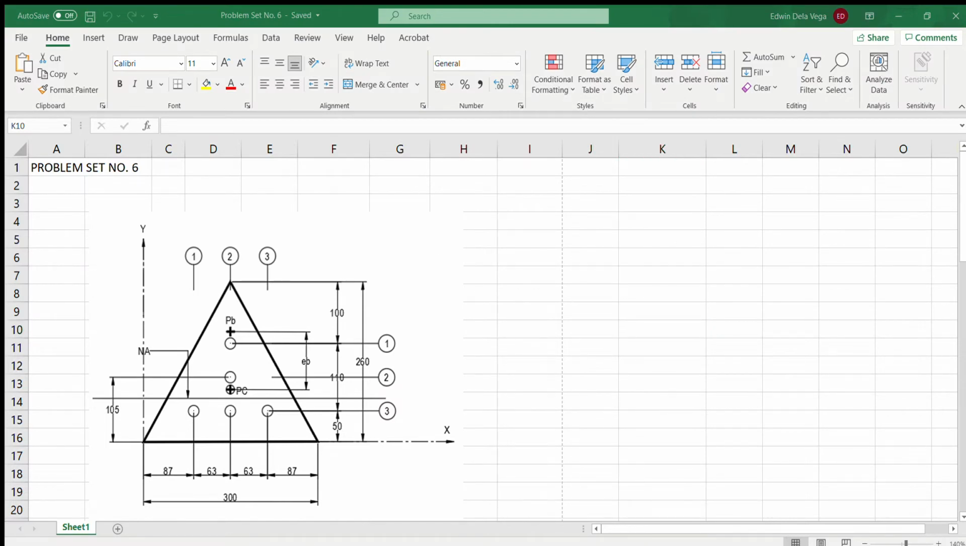Okay, so it's already converted. So maybe we can place it on my whiteboard here so that I'll be able to explain to you better. Okay, can you see now my screen here, class? Opo sir. Yes, sir. Okay, so let's start.